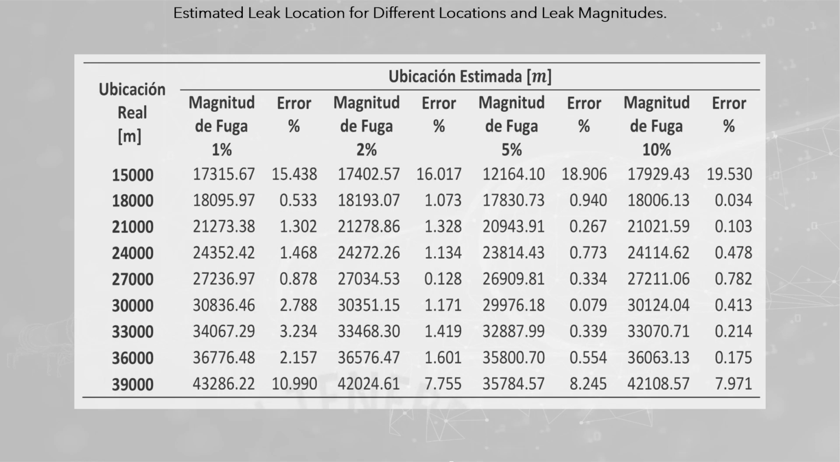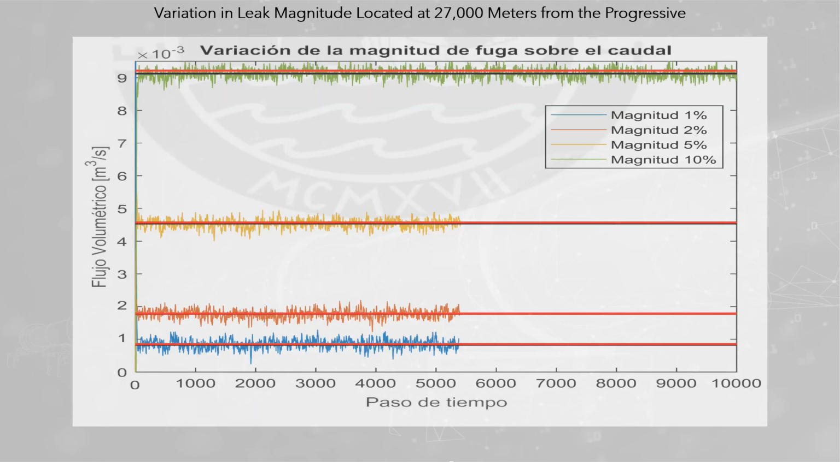Estimated leak location for different locations and leak magnitudes. By varying the magnitude of the leak by 1, 2, 5 and 10% for different locations, the change in percent error can be seen in the table. The figure shows the estimate of the leakage flow with the extended Kalman filter for different levels of leak magnitude, where all estimates tend to be around the actual value of leak magnitude.